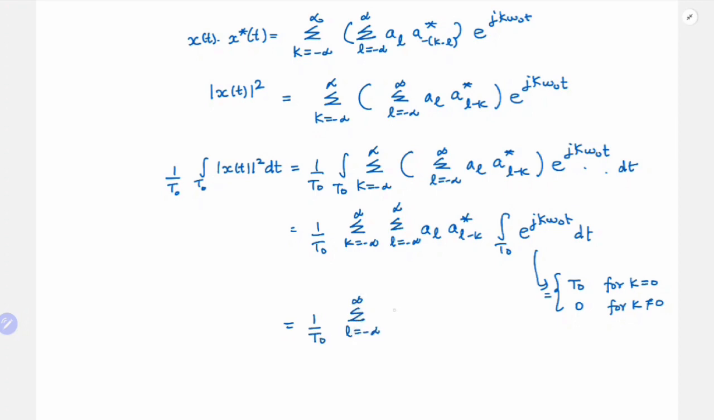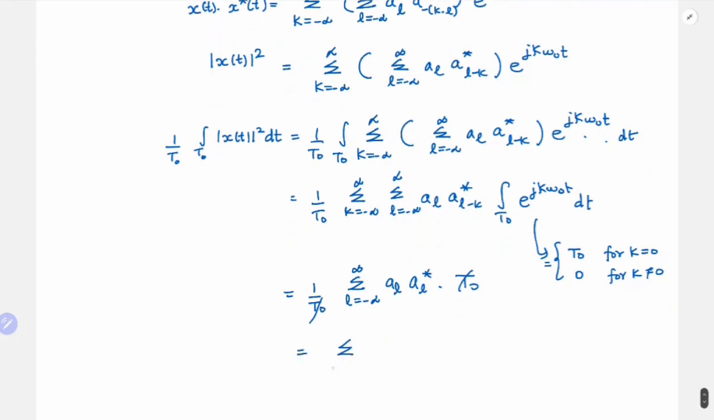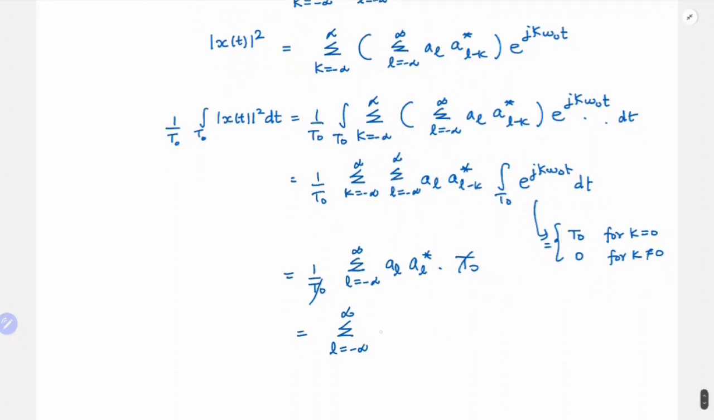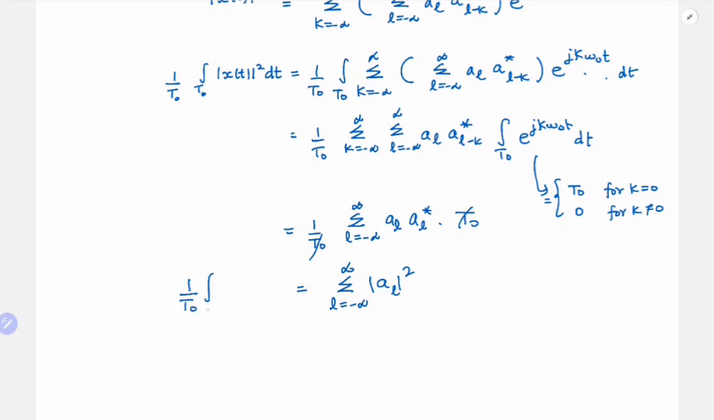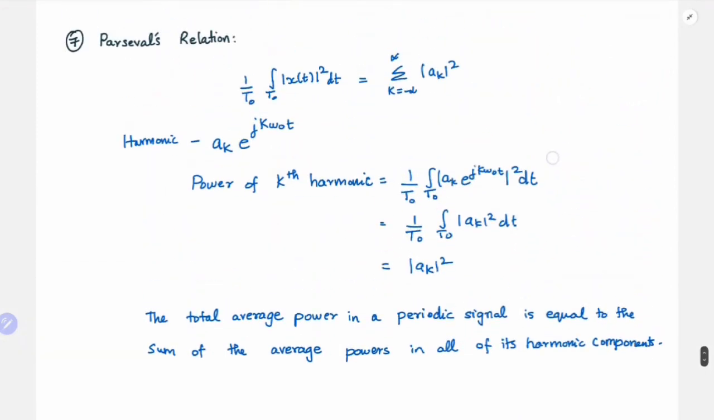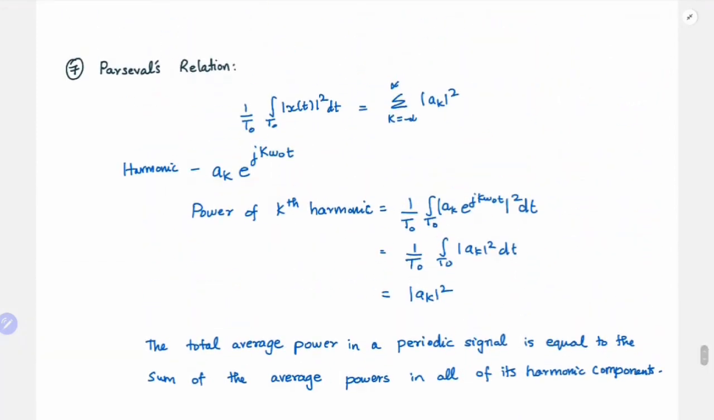So summation l equal to minus infinity to infinity, a_l star into T naught, and this T naught cancels. And we have summation l equal to minus infinity to infinity of a_l mod square. So this is nothing but 1 by T naught integral over T naught of x of t mod square dt. So this is what we wanted. Just the change of variable by k will give us this proof, which is called Parseval's relation. It is very important and it shows us how the time domain signal is related to the spectral components, right?